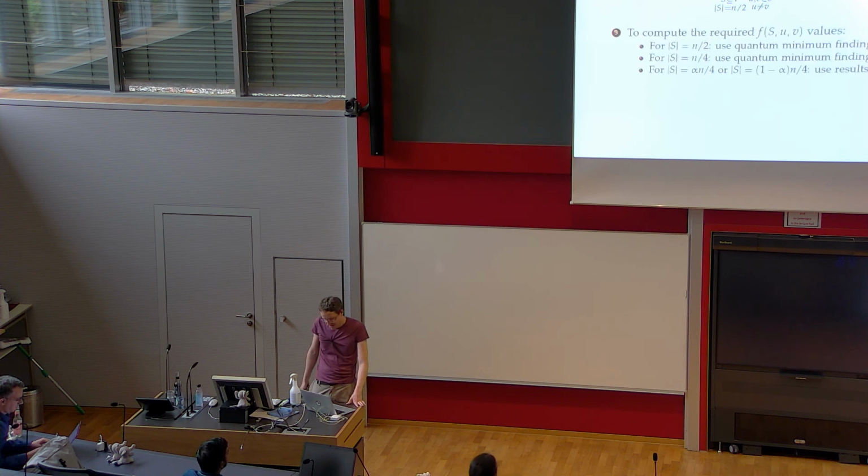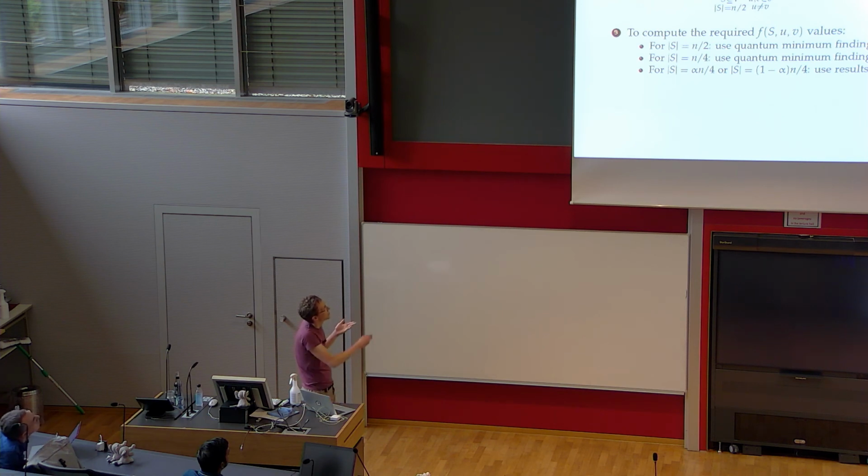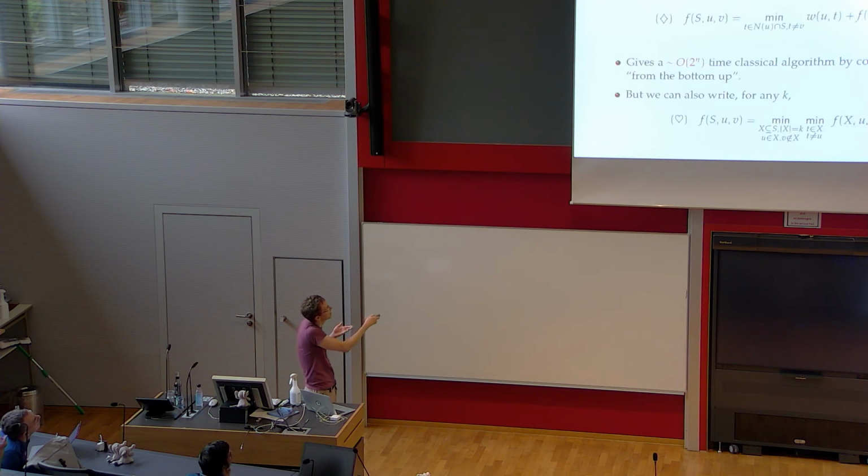And how are we going to use quantum minimum finding in this way? Well, we can look at the different subsets where we need to actually compute these values. And it turns out that if we look at the recurrence on the previous slide, the choices of the size of S that we need to use are initially n over 2. This is what we have in this recurrence here, and to compute these values, we use quantum minimum finding based on the previous recurrence, the one at the bottom.